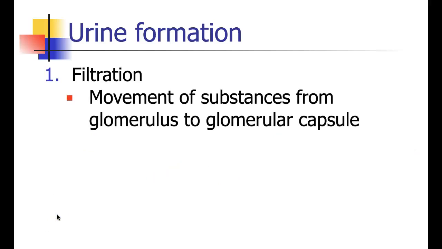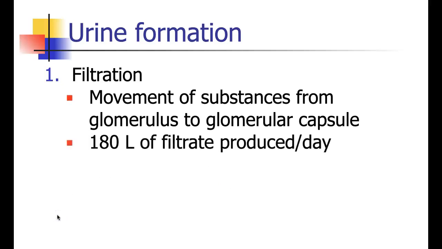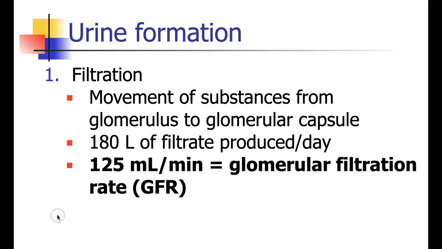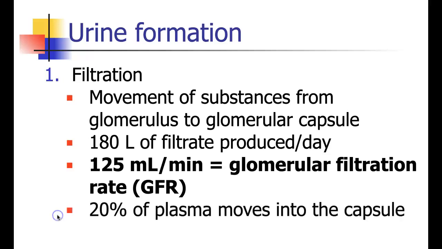Okay. So first we'll talk about filtration. Filtration is moving those substances from the glomerulus to that glomerular capsule, or the Bowman's capsule. We make about 180 liters of filtrate per day. And this gives us a glomerular filtration rate, GFR, of about 125 milliliters per minute, which is the average or the most typical. At this time, about 20% of plasma moves into the capsule. So really you're pushing a whole lot of your blood liquid into the filtrate.